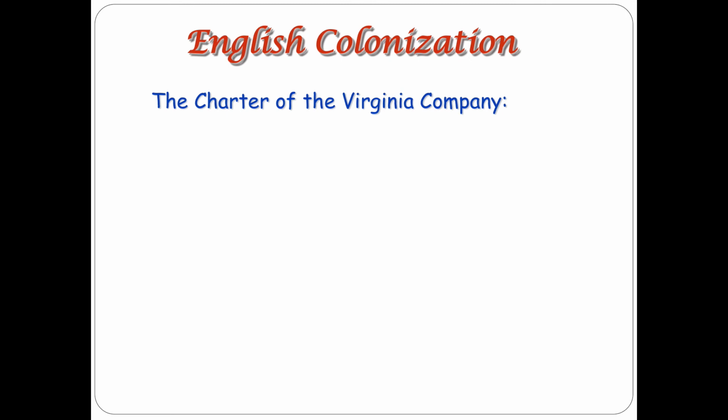So they create a formal petition before the king, and he grants them what's called a charter. So the Charter of the Virginia Company is formed. A charter is simply a land grant or right to land. And in this case, King James I gave them the rights to 6 million acres of land in what is going to be called Virginia.